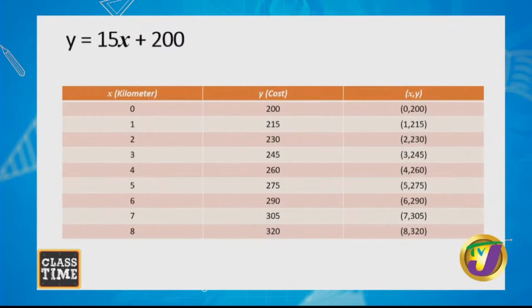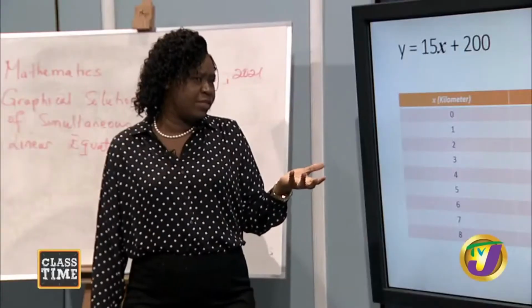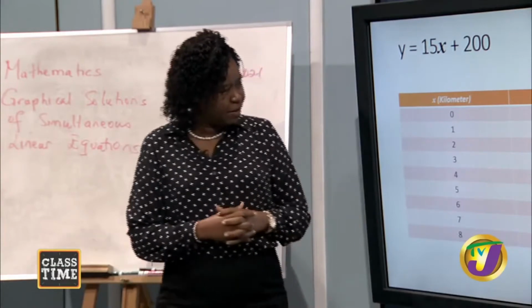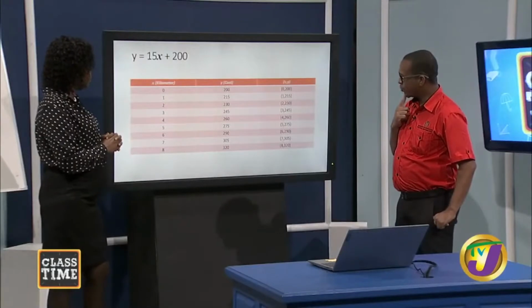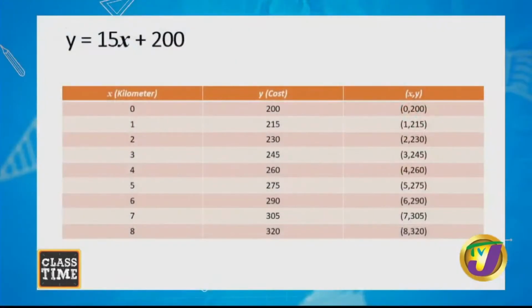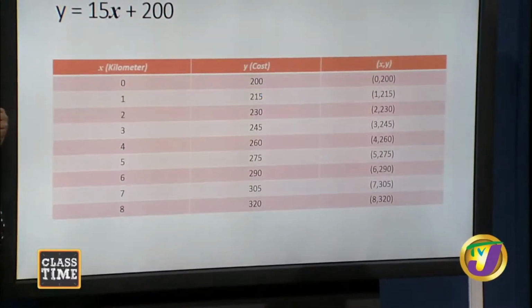You mentioned a graph, but before we get to the graph, I'm thinking that we need some points. And I like tables. Tables make everything so clear, and you can pick up information. And there's something peculiar on this table. You're picking up that even though I'm traveling 0 kilometers, I'm still paying something to the taxi driver. That would be this $200 here. If we travel 1 kilometer together, notice that $15 is added onto that $200, and an additional $15 for one more kilometer.